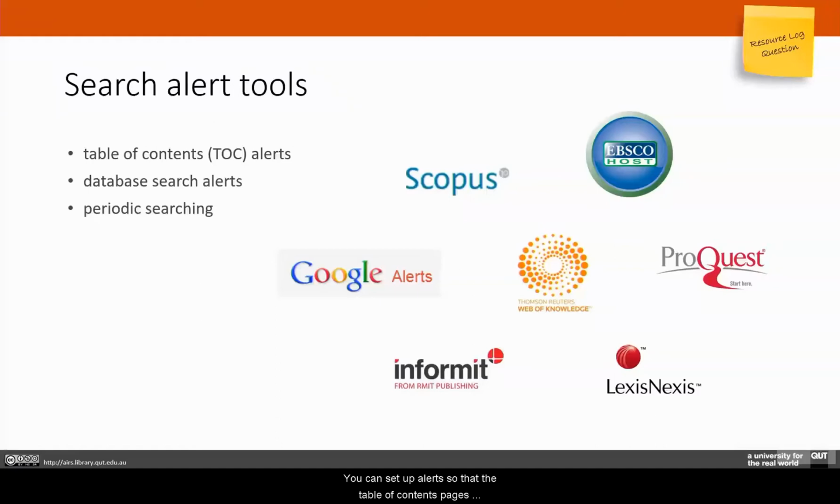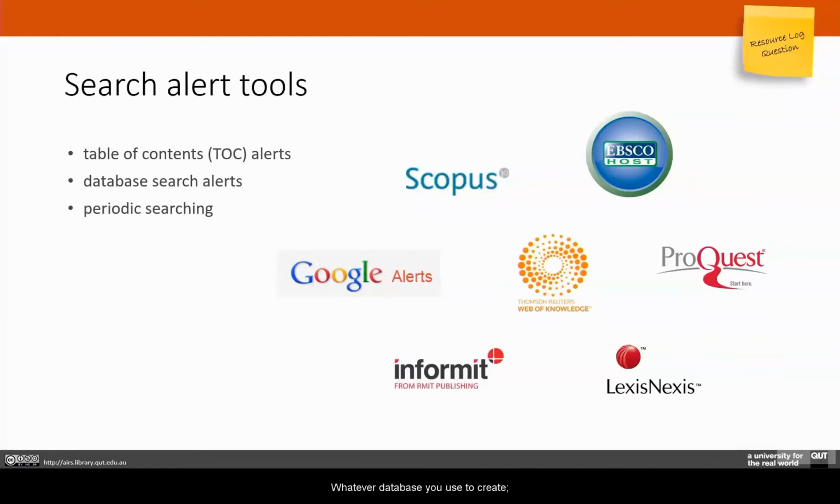You can set up alerts so that the table of contents pages from specific journals are emailed automatically to you. And these are from the newest issues of those journals. Many databases have this feature. You can also go directly to almost all the publishers' websites and sign up for table of contents that way. Today I actually want to show you a table of contents service through a database called Current Contents Connect. It's on the Web of Science platform.